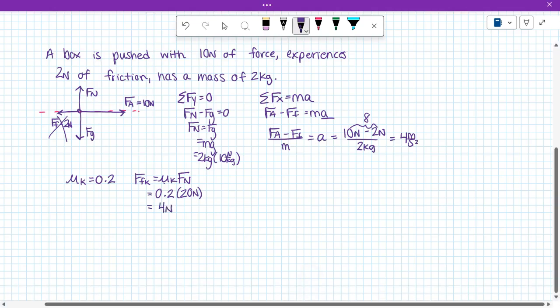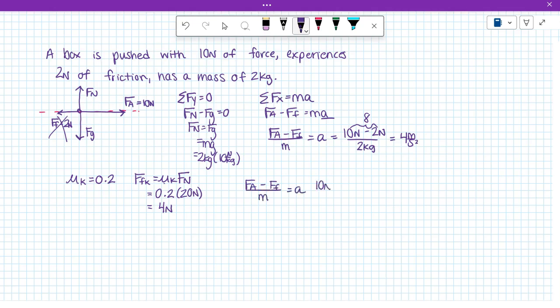Then I can find my acceleration: applied force minus friction over mass. So 10 newtons minus 4 newtons over 2 kilograms. Now I have an acceleration of 3 meters per second squared.